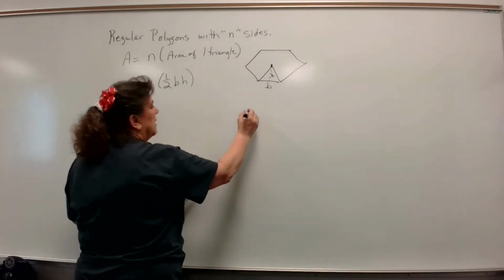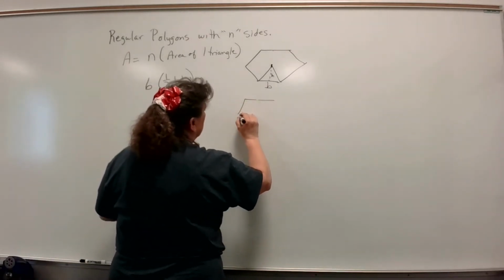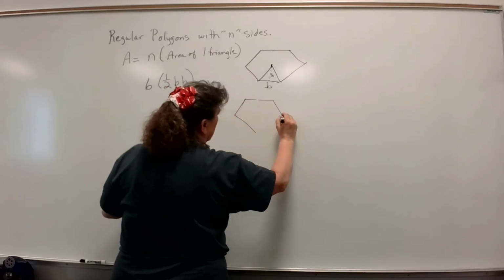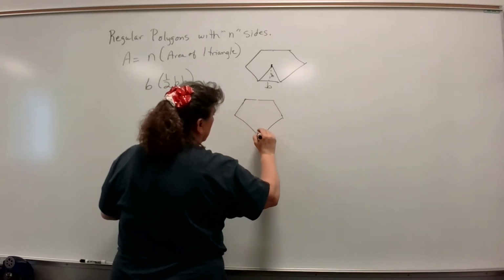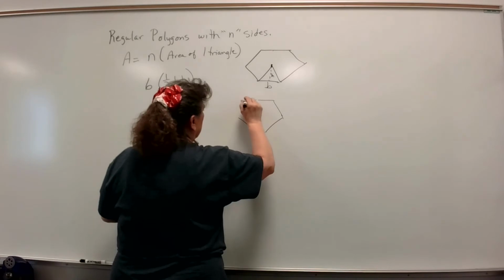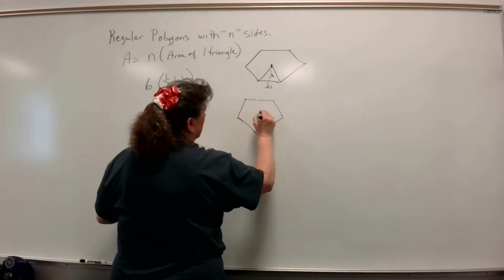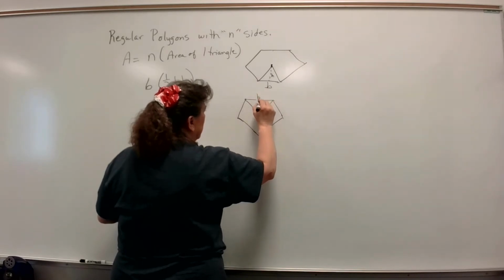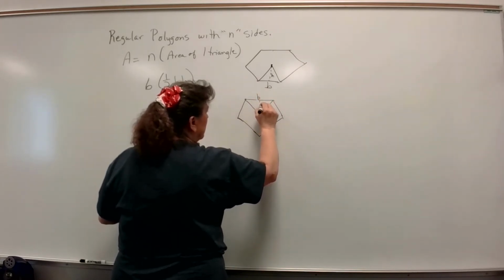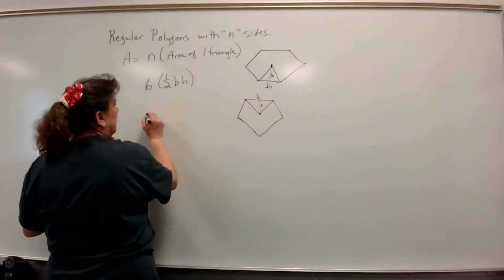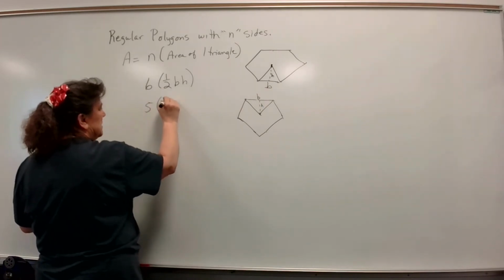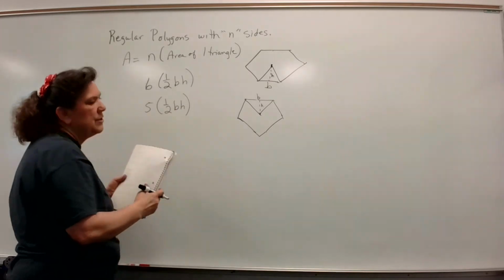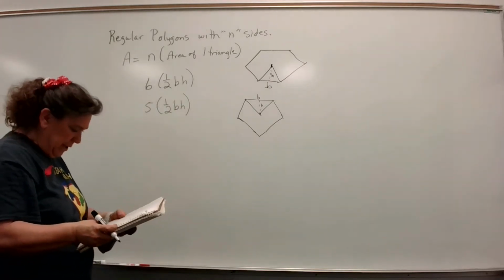So if I had a pentagon, again, this would be B and this would be H. So that would be 5 times 1/2 B times H. So you see, it forms it that way.